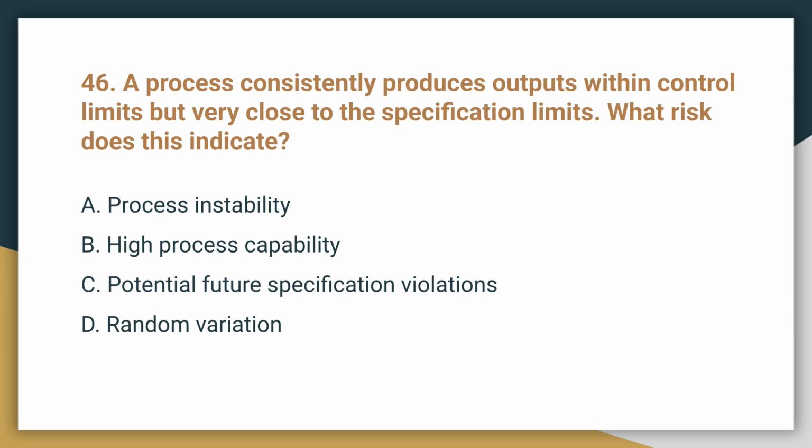Question 46. A process consistently produces outputs within control limits but very close to specification limits. What risk does this indicate? The answer is C. Potential future specification violations. Operating too close to the edge increases the risk of producing non-conforming outputs.